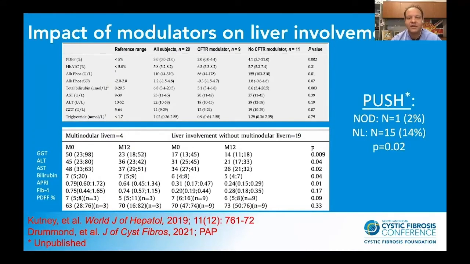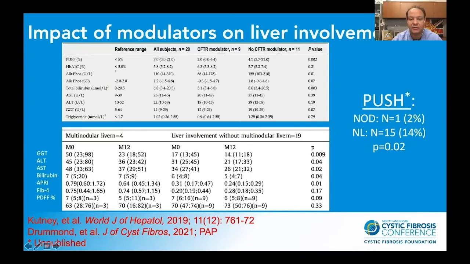Final area of interest, I think, is what is the impact of modulators on liver involvement? In the top table, we're actually showing a group, this is actually the group out of Cleveland, I apologize, looking at patients who are on ivacaftor or lumacaftor and whether they had changes in steatosis or other biological markers. Here you can see of the 9 patients who were on modulators, they had significantly less fat fraction compared to those that weren't. However, the reference range is less than 5, so really in both groups, they did not have significant steatosis.